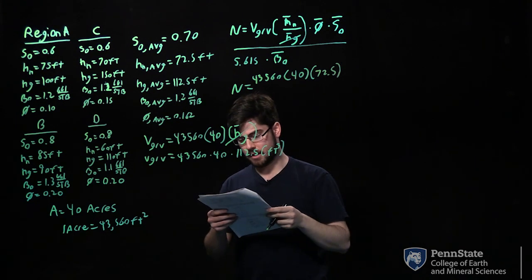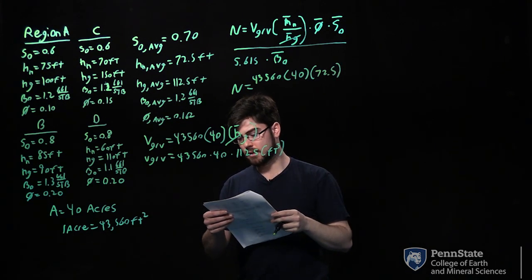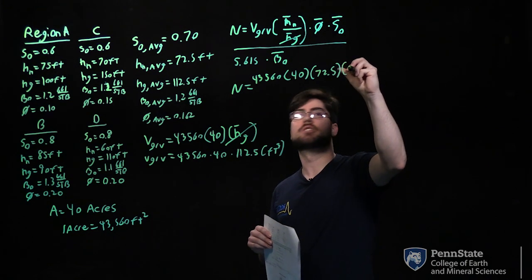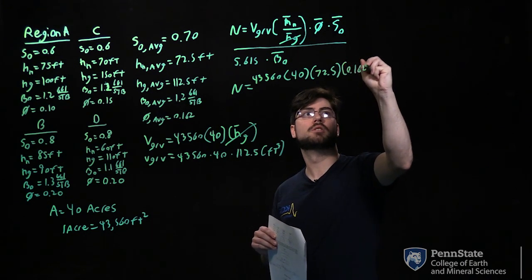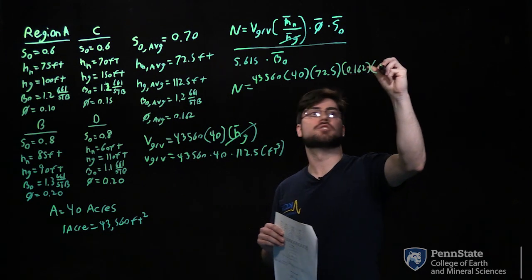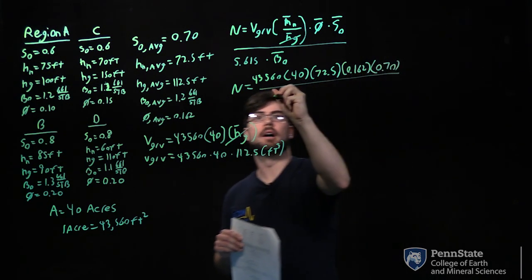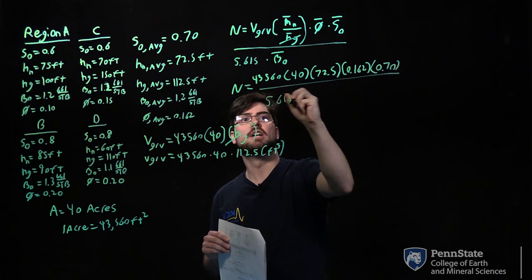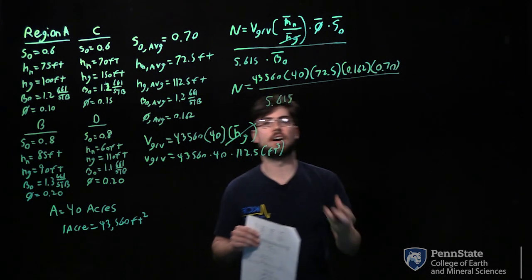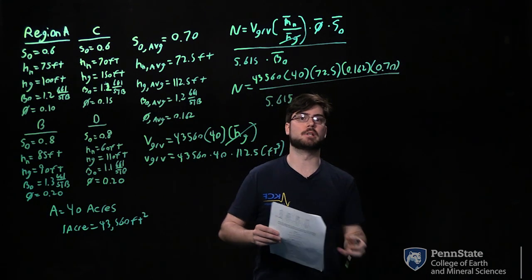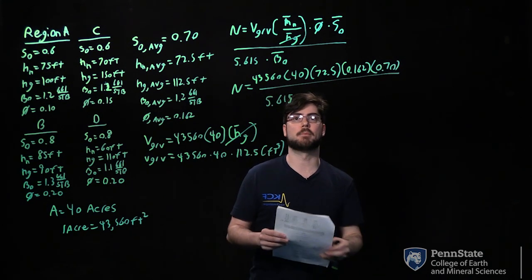Then we're going to be multiplying this all by porosity average and oil saturation. So our porosity average is 0.162, our oil saturation average is 0.7, and then we're dividing this by 5.615. Like I said previously, you're using the 5.615 to convert from cubic feet to barrels, and then the BO to convert from barrels to stock tank barrels.